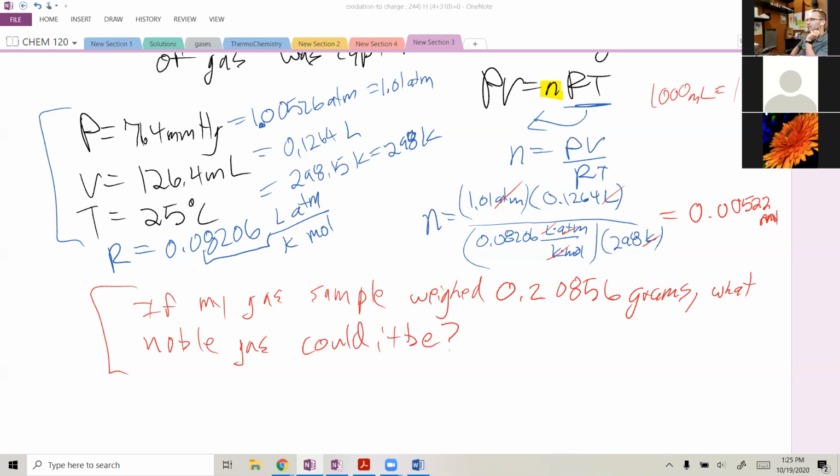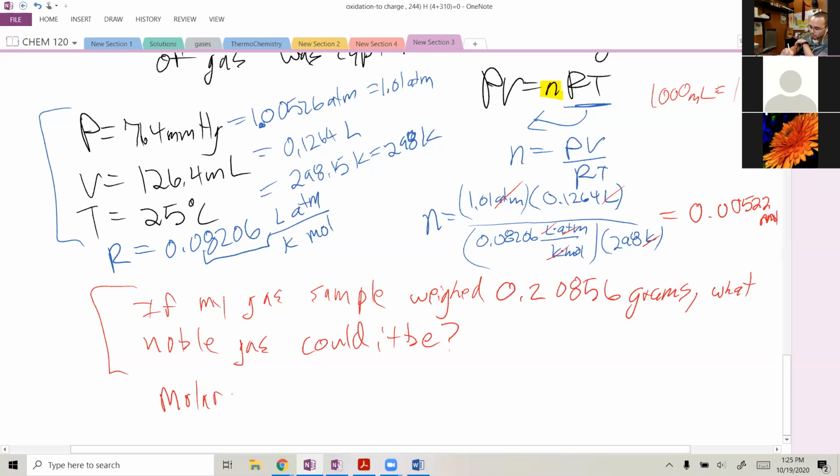So if it's asking us to ID something, what is a way for us to ID a material? Molecular weight. Right? So our molecular weight or our molar mass, right? So if we wanted to find our molar mass, how do we do that? Grams over moles.